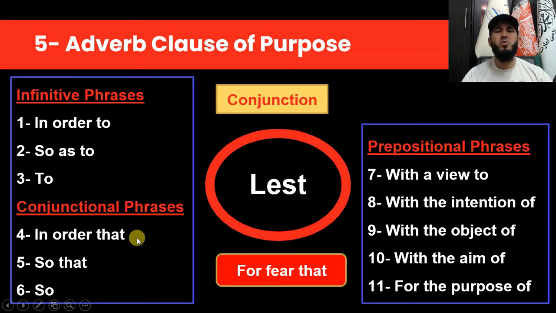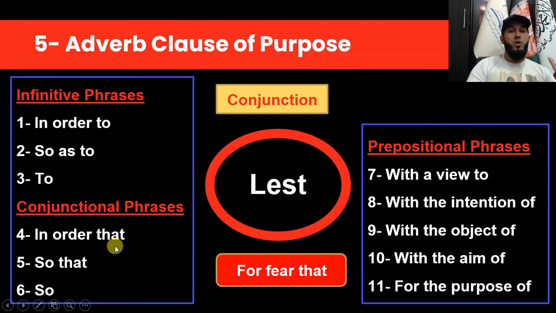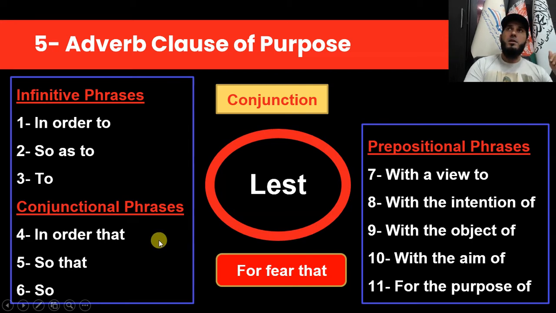In order that, so that, or the short form so. These phrases are usually followed by a subject plus a modal auxiliary, commonly like could or can or should. So I mean, so that, in order that, for example, you say, he studied hard last night in order that he could get a high score on his final exam.